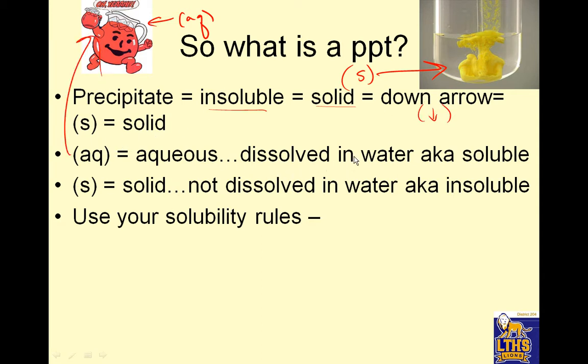Aqueous is dissolved in water, so it's soluble. So solid means not dissolved in water, meaning insoluble. And to decide if something is soluble or insoluble, you have to use those rules we just looked at.